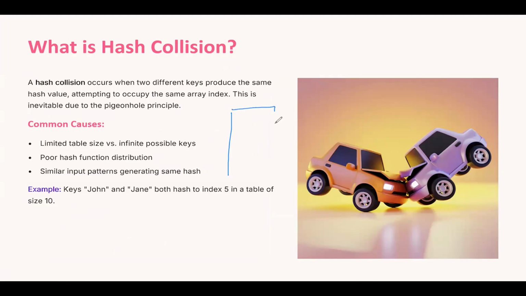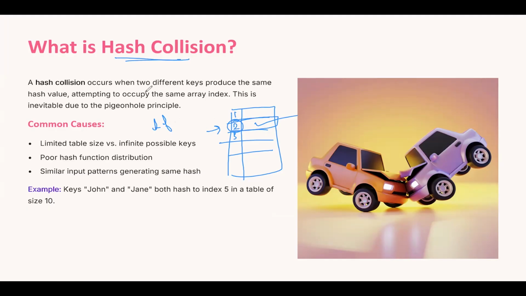For example, I have a table. I applied a certain hashing method, and suppose I have filled 1, 2, 3. Next, when I apply the hash function, it once again generates 2, which means I need to store the value over here. But there is already data present in it. So that is where a hash collision occurs.